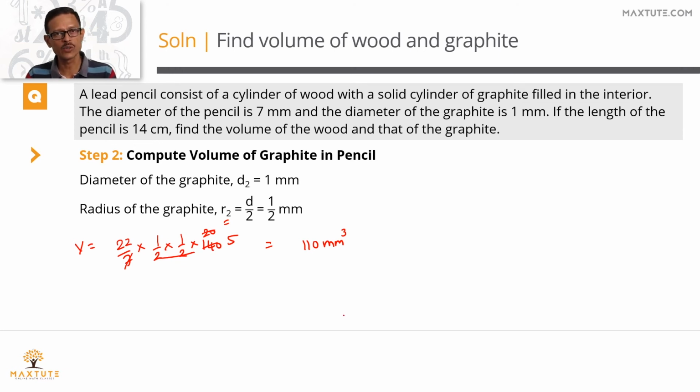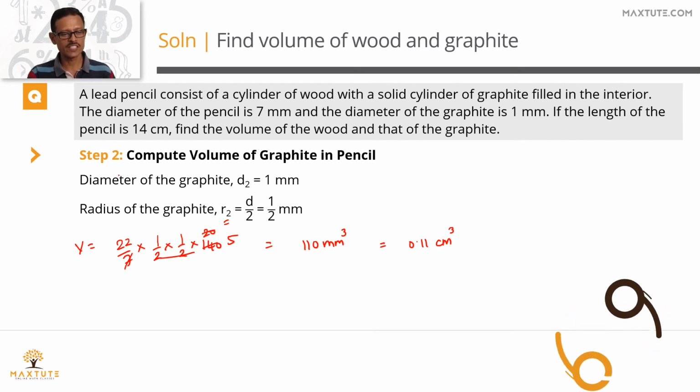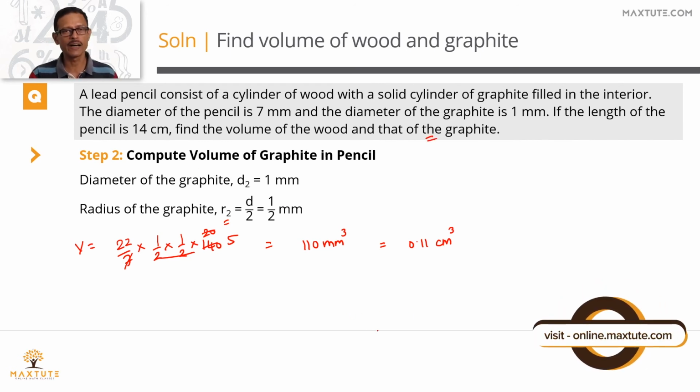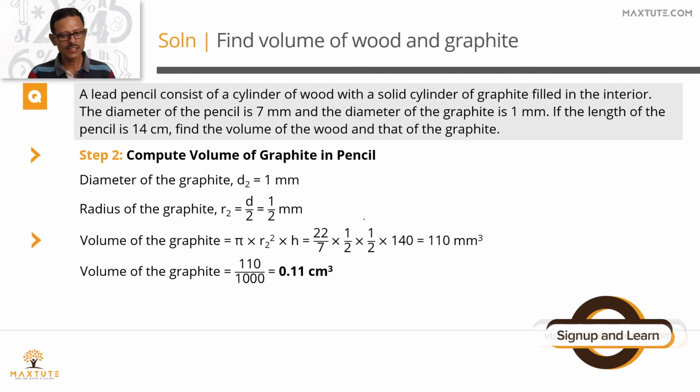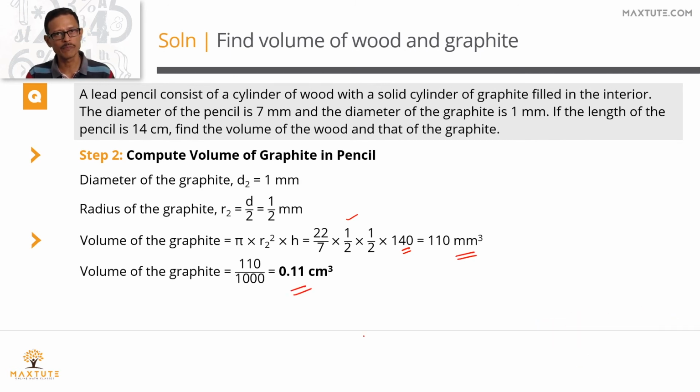Let's find the equivalent in centimeter cube. We know 1000 millimeter cube is equal to 1 centimeter cube. Divide this number by 1000. So you get the answer to be equal to 0.11 centimeter cube. So volume of the graphite is 110 millimeter cube expressed as millimeter cube or 0.11 centimeter cube. Quickly cover this step 2, which will find out the answer for part 2 in a printed form. Substitute the value of h is equal to 140 and r is equal to 1 by 2. We find the volume to be 110 millimeter cube or 0.11 centimeter cube.